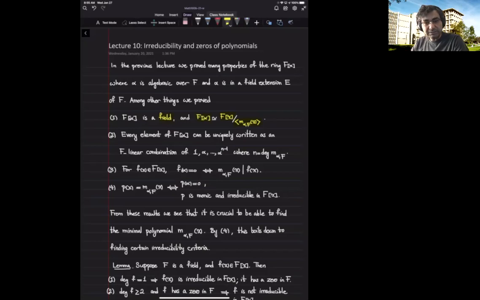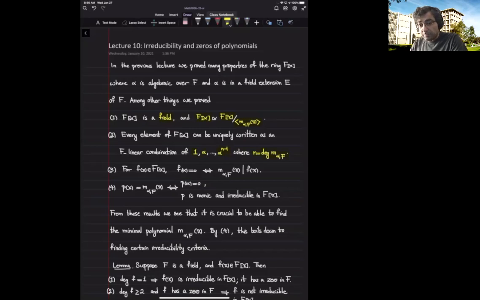Using the same quotient and using long division, we deduced that every element of F[alpha] can be uniquely written as an F-linear combination of 1, alpha, dot dot dot, alpha to the power n minus 1. And what is n? n is precisely the degree of the minimal polynomial. So we see again and again the importance of understanding the minimal polynomial of alpha over F.